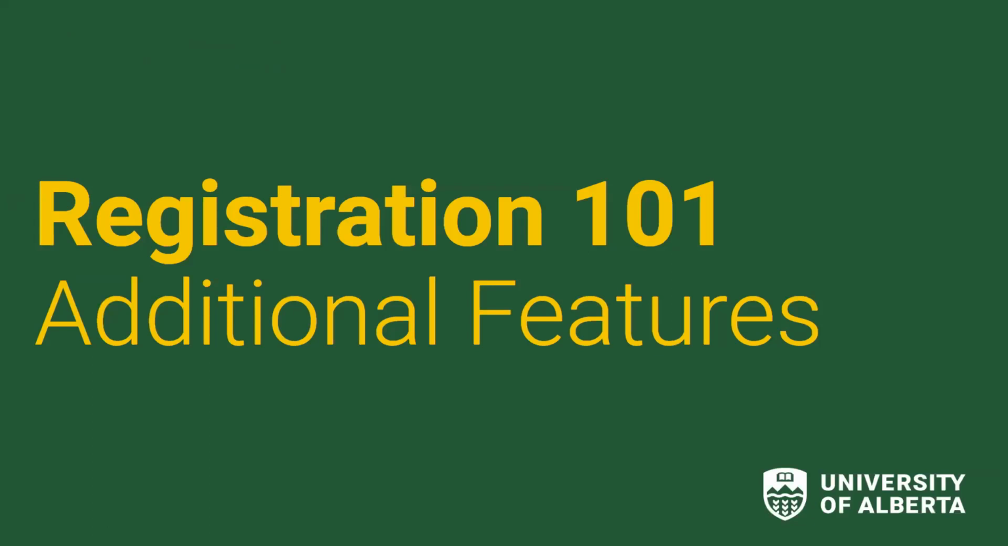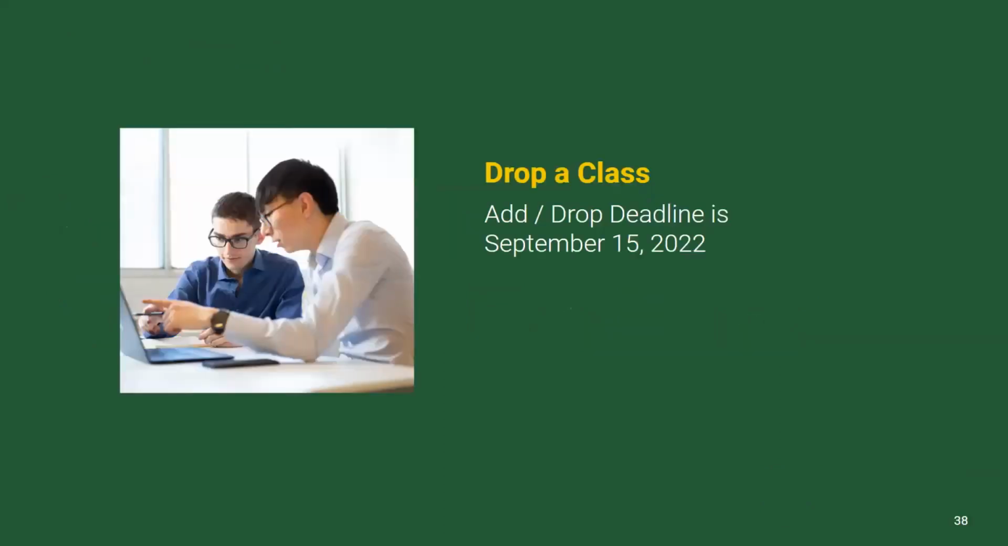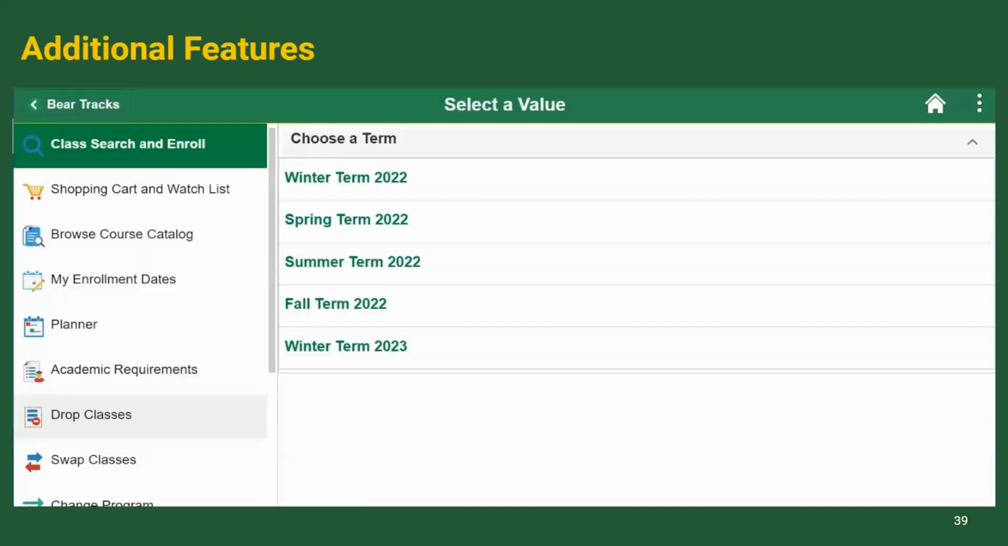There are a few additional features that can be helpful that I'll make you aware of in BearTracks. The first is the Drop a Class feature. The Drop a Class feature can be used when you want to remove a class that you have already enrolled in from your schedule. You can drop a class from your schedule without financial or academic penalty until the fall registration deadline of September 15th, 2022.